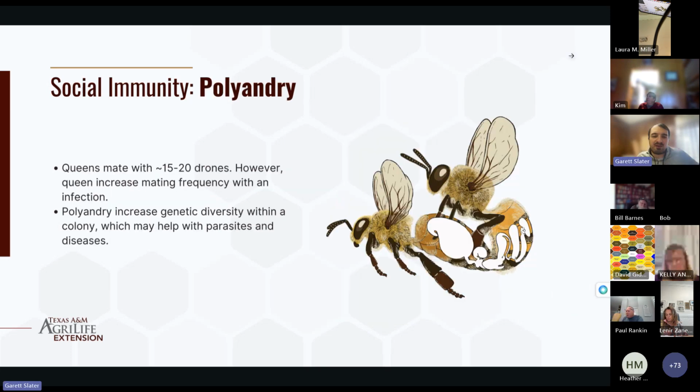And then the final way, or one of the ways, is polyandry. Like I mentioned, the queens will mate with somewhere between 15 to 20 males. One reason they do this is because it increases genetic diversity within a colony. If they mate with more males, there's more diversity within the colony, and they're able to combat a lot of these diseases, pathogens, and pests. But one thing that happens is if there's more disease or there are pesticides within the colony, the queen will actually mate more to increase genetic diversity within the colony to combat parasites, diseases, and even pesticides.